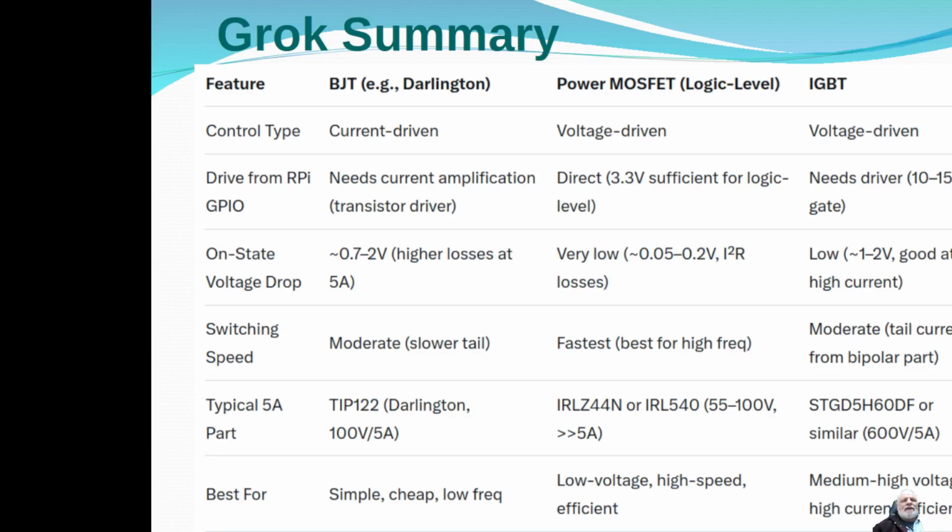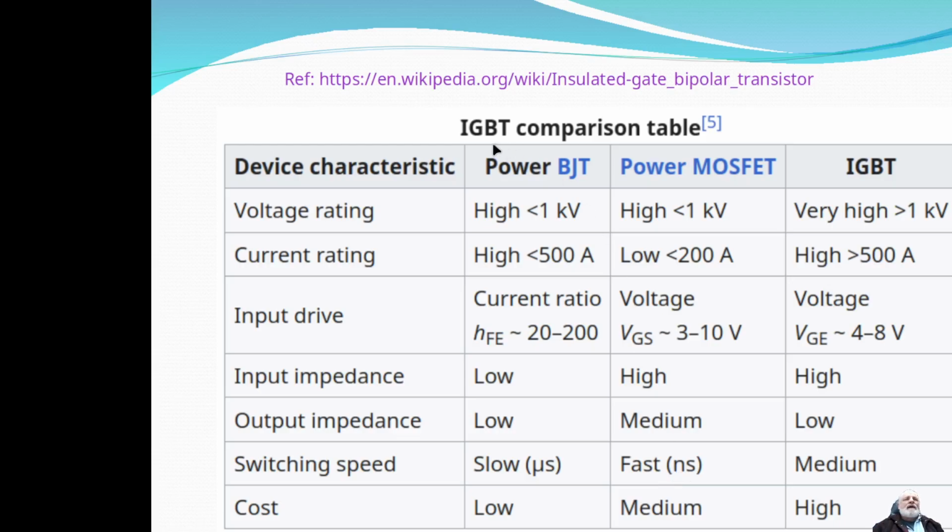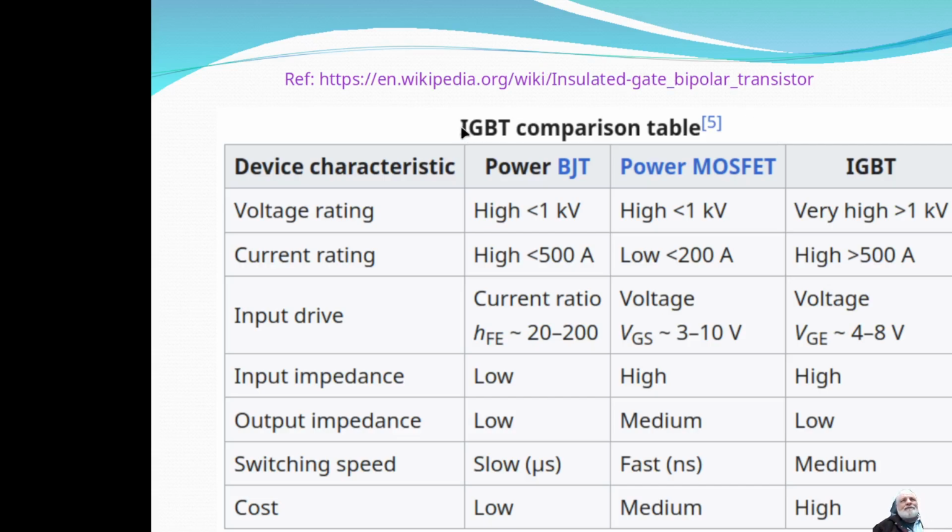Okay. So if you really need big power, then IGBT would be the way to go. But if you don't need big power, you could probably find a MOSFET, and that would be the way to go. All right, and here's just another table example from this one.